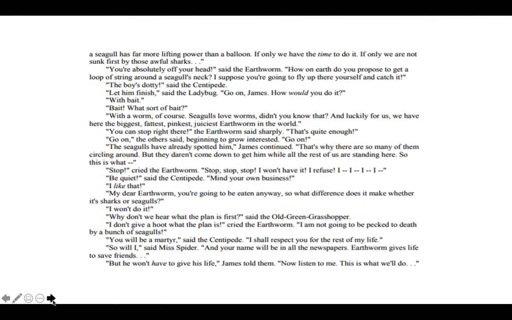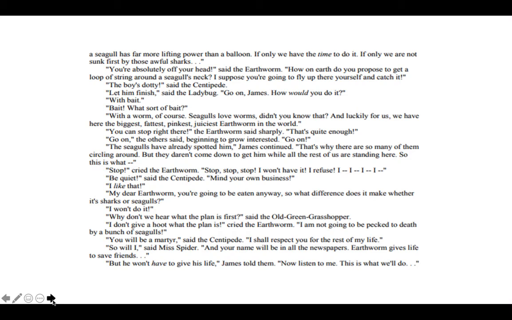You're absolutely off your head, said the earthworm. How on earth do you propose to get a loop of string around a seagull's neck? I suppose you're going to fly up there yourself and catch it. The boy's dotty, said the centipede. Let him finish, said the ladybug. Go on, James, how would you do it?